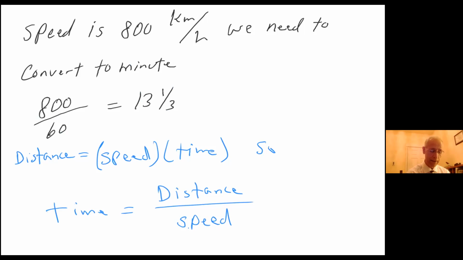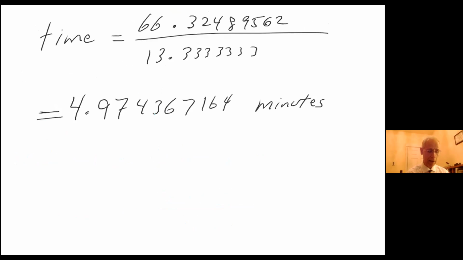So let's do the division. Time equals distance divided by speed, and that is going to give me 4.974367164 minutes. Okay, I think WAMAP usually asks for about 4 decimals, or at least 1 decimal. I'm not so sure in this case. And okay, well, that's it for this problem. I'll talk to you later.